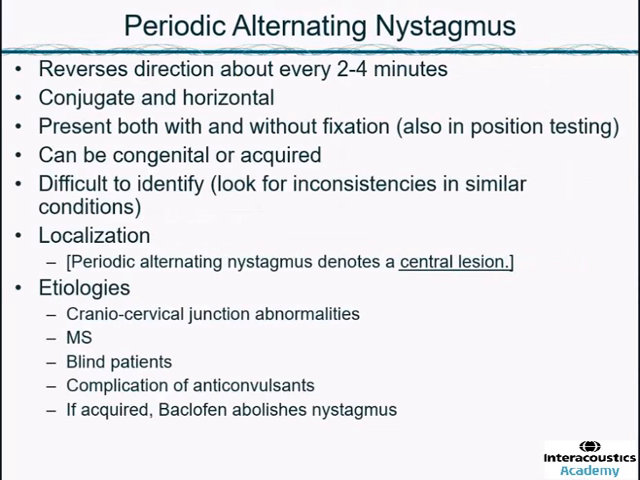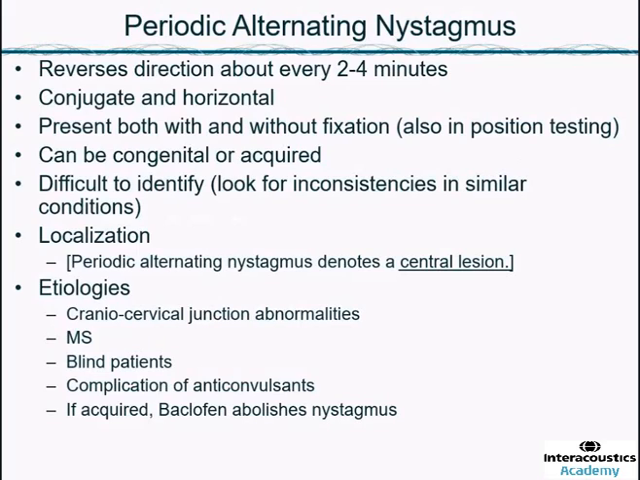The characteristic of this nystagmus is that it changes direction every 2 to 4 minutes. It's usually horizontal and conjugate. It is almost always, in the ones I have seen, present both with fixation and without fixation. So you'll see this in the gaze test, and you'll see this in the position testing. This form of nystagmus can be either congenital or acquired. If it's acquired, there's a medication given to patients called baclofen. That baclofen abolishes this type of nystagmus.